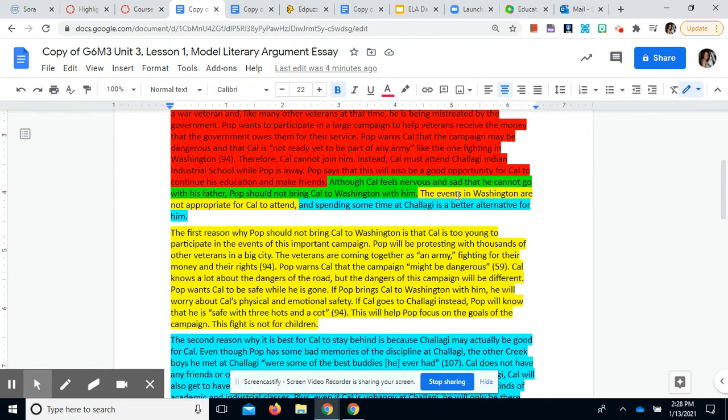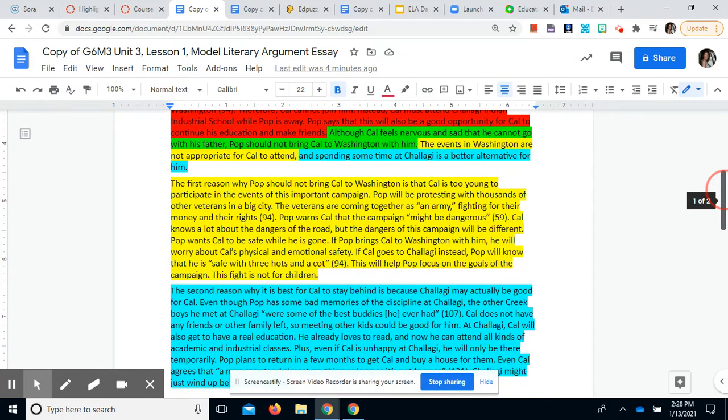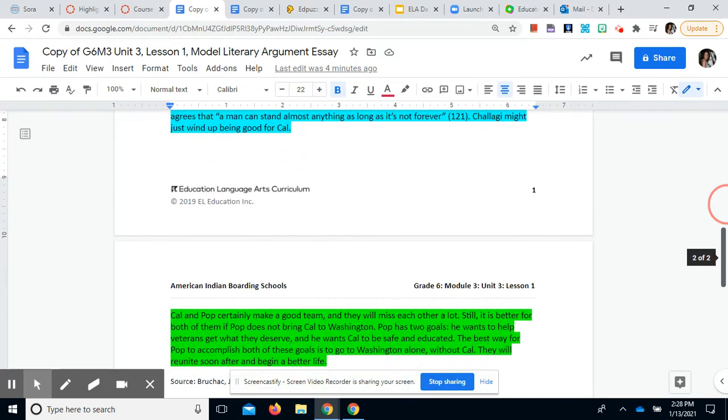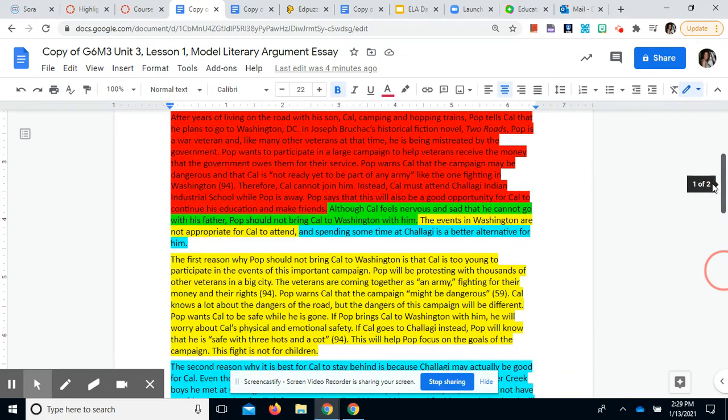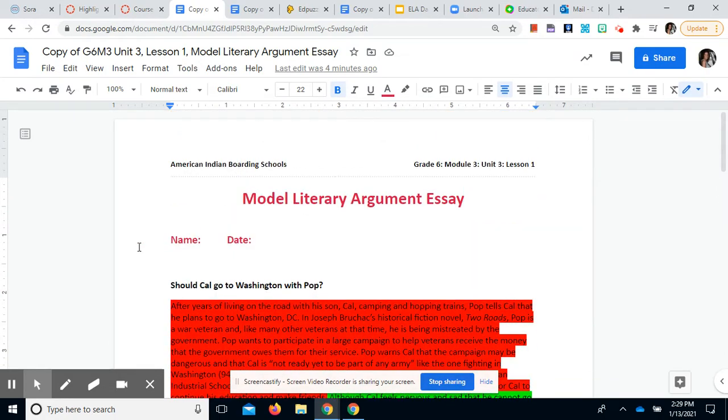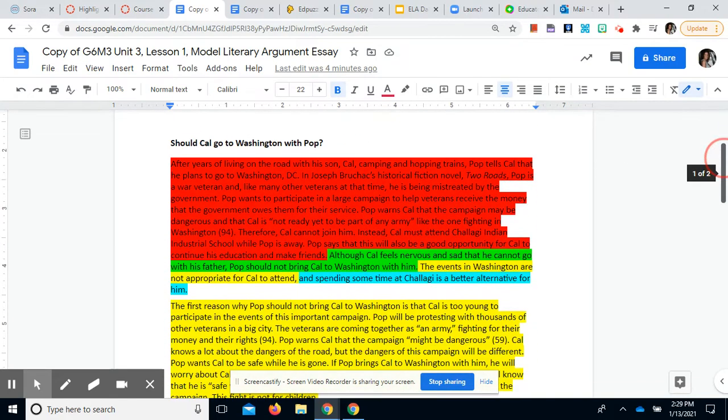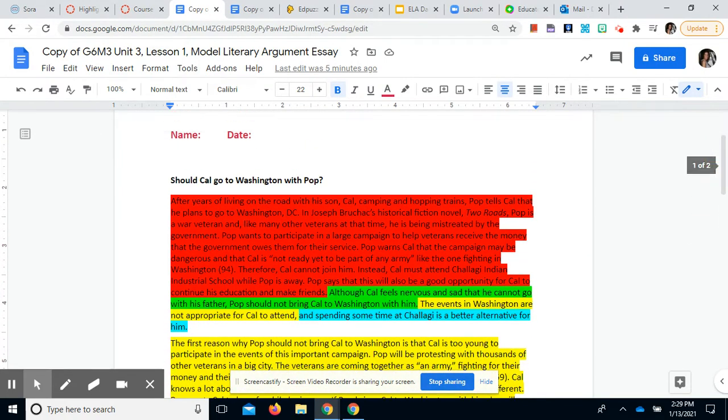Then our proof paragraphs follow those colors. So the proof paragraph 1 goes with that first reason and is in yellow. Proof paragraph 2 goes with the second reason, which is in blue. And then we have our conclusion in green, because right off the bat, we have a restatement of the focus. "Cal and Pop certainly make a good team and they will miss each other a lot. Still, it is better for both of them if Pop does not bring Cal to Washington." So this argument essay was focused on the question, should Cal go to Washington with Pop? So after you have highlighted the various sections, go ahead and submit that for some easy points.